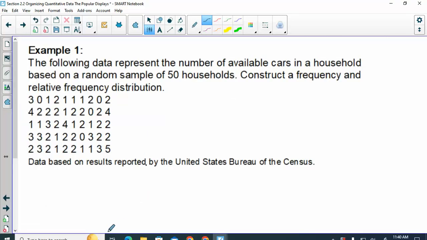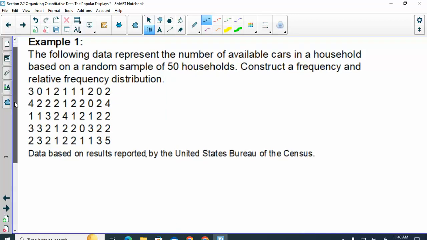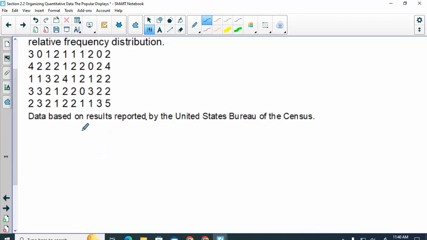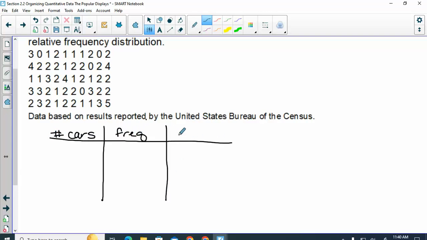The following data represents the number of available cars in a household based on a random sample of 50 households. Construct frequency and relative frequency distributions. So we could do this on the Chromebook. Let's just do it by hand. It shouldn't take us that long. So the distribution is just that table. So the thing we're looking at would be the number of cars. And then we have the frequency. And the relative frequency.